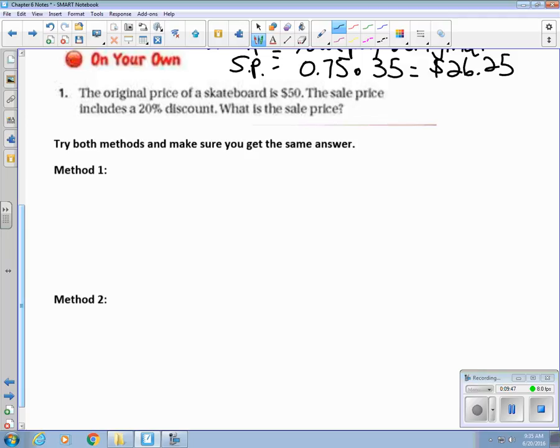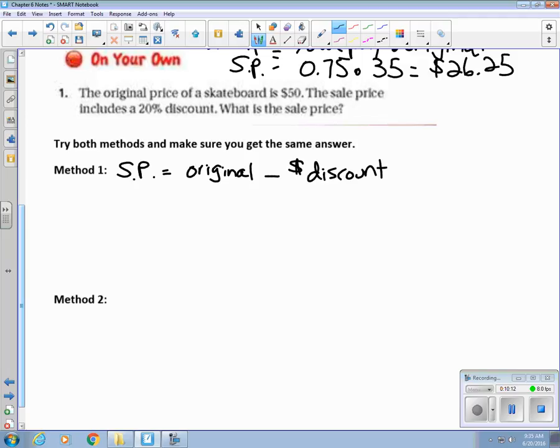So number one, the original price of a skateboard is $50. The sale price includes a 20% discount. What is the sale price? So method number one. Remember, the sale price was equal to the original amount minus the dollar amount of the discount. I like to write that dollar sign there, okay?